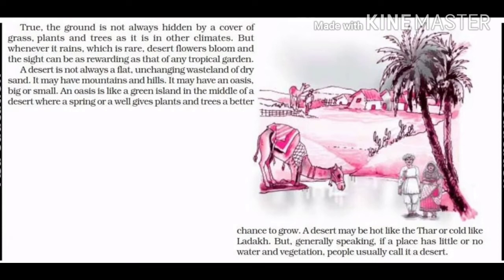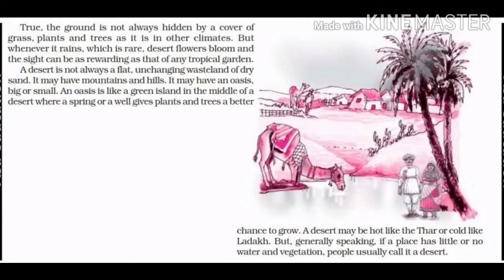Rewarding means it would be so attractive, it would please our eyes, and the sight would be equal to a tropical garden. Children, a tropical garden is made by showering a lot of water and by giving a proper irrigation system. So whenever it rains, even a desert would look like a tropical garden, fresh with new life.